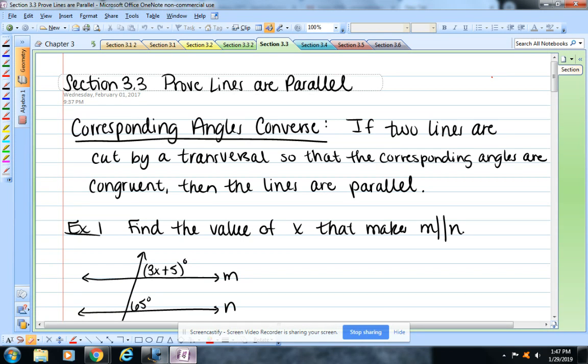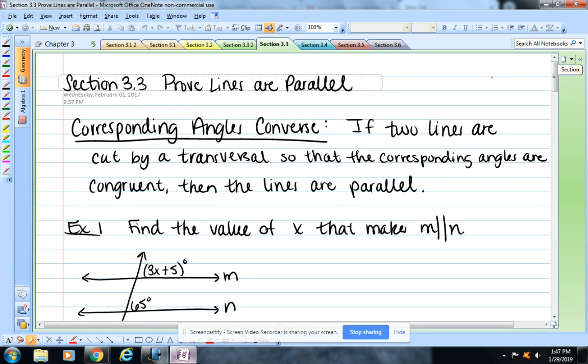Now, haven't we talked about a converse before? Y'all remember from chapter 2 what a converse was? It's when we have our if-then statement and we swap the hypothesis and the conclusion. We write it in the other order. It's called the converse. So, the corresponding angles postulate said, if two parallel lines are cut by a transversal, then corresponding angles are congruent. That's what we learned yesterday.